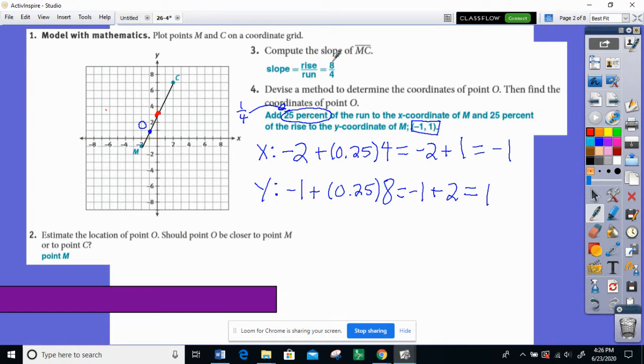Why is that? Because half of up 8 over 4 is up 4 over 2. Well, what's half of up 4 over 2? It's up 2 over 1. So if you start at point M and go up 2 and over 1, then you find the coordinates for point O.